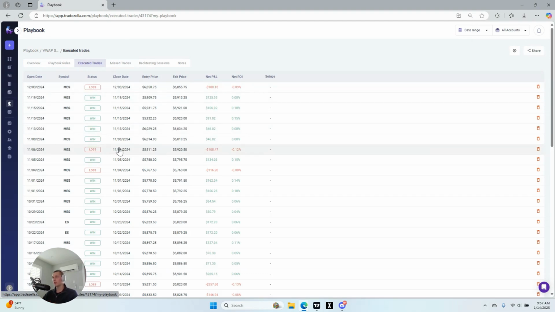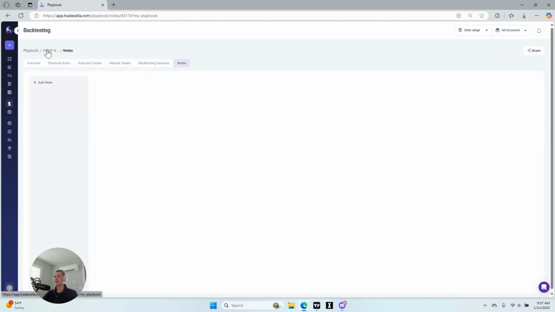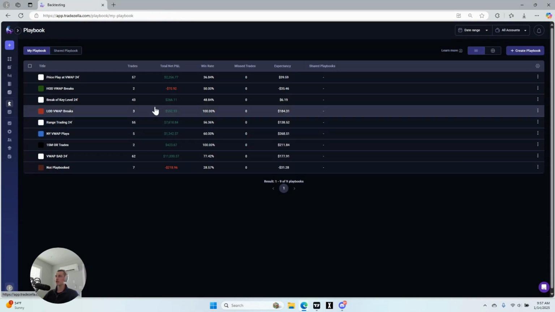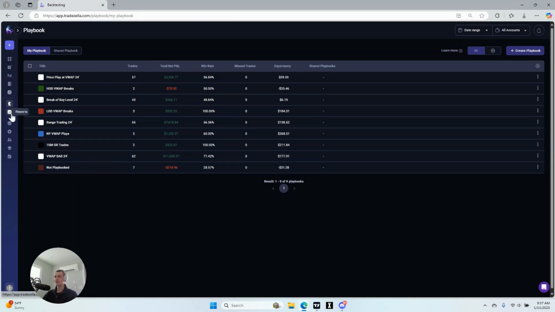This is super helpful because you can go back and actually look at the trades and see exactly when stuff was working and when it wasn't. If you miss trades, you can log them, backtesting, and any notes that you add. So the Playbook feature is extremely helpful. This playbook is what is my entry signal. Everyone should be doing this.